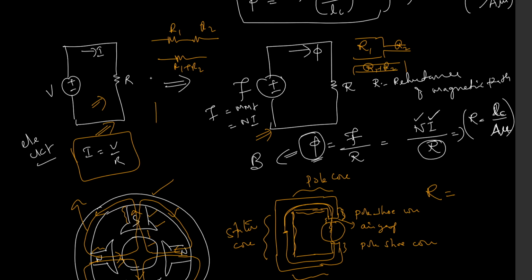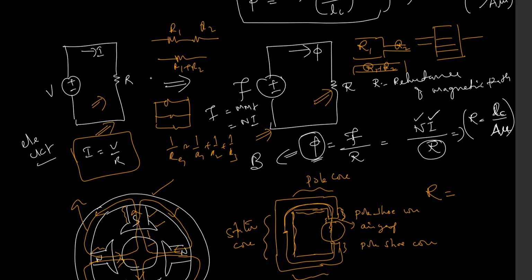If it has a parallel combination R1, R2 and R3, then for the parallel combination, 1 by R equivalent is equal to 1 by R1 plus 1 by R2 plus 1 by R3, right? If the flux is allowed to flow through different mediums like this, then the reluctance at this point will be the parallel combination of all the three reluctances. So the same principles hold good in magnetic circuits also, right?